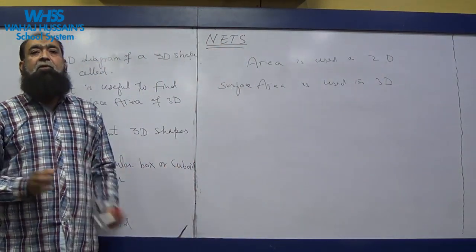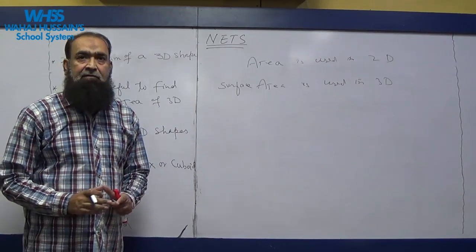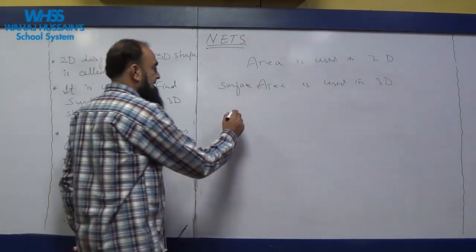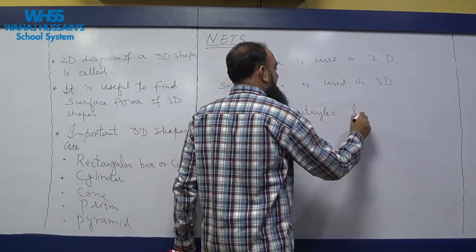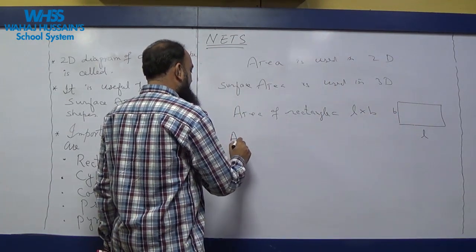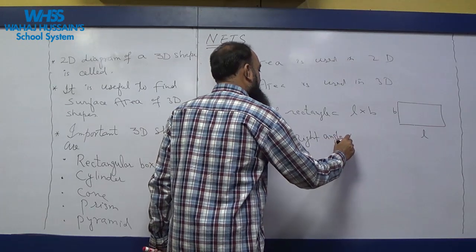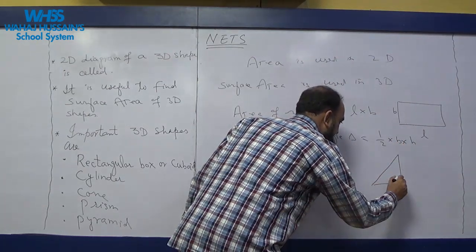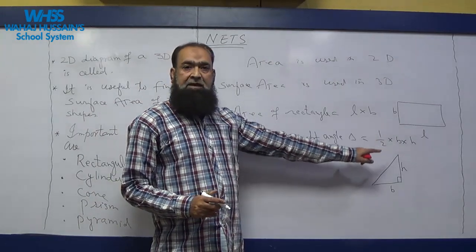So, first of all, we must know the area of a triangle and the area of a rectangle, because most of the time we have to use these areas in finding the surface area of 3D shapes. Area of rectangle equals length into breadth, and area of a right angle triangle equals half into base into height. This is the right angle triangle, this is the right angle, this is height, this is base. So we can find its area by using the formula half base into height.